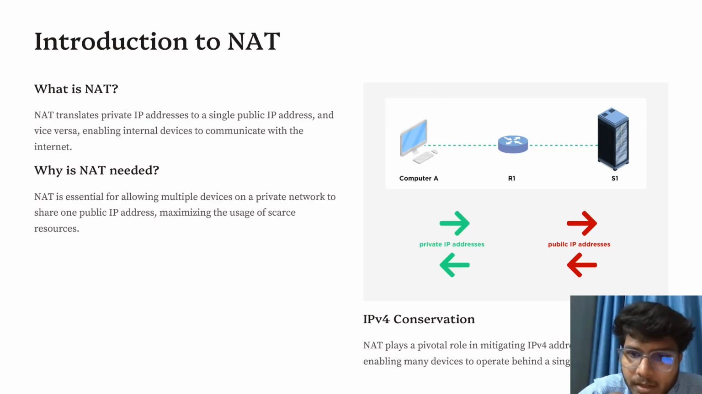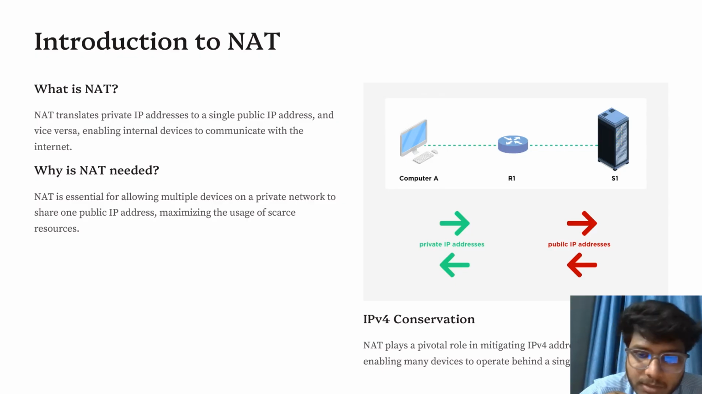So why do we need NAT? First, IPv4 address shortage. There are only 4.3 billion IPv4 addresses, but we have over 15 billion devices connected to the internet. NAT helps conserve IPs by letting multiple devices share one public IP. Second, security. NAT hides private IP addresses from external networks, reducing security risk. Third, cost effectiveness. ISPs, meaning internet service providers, and organizations don't need to buy multiple public IPs for every device.